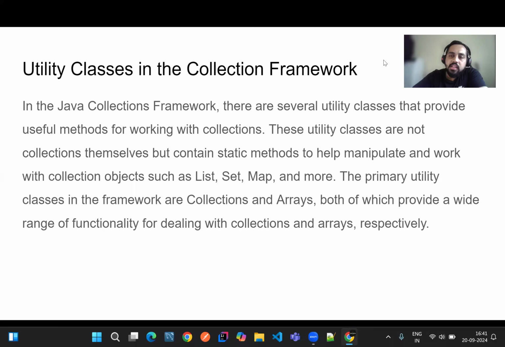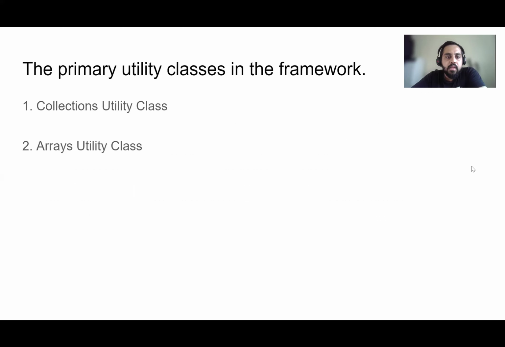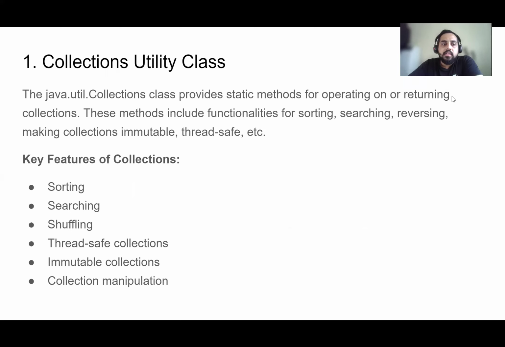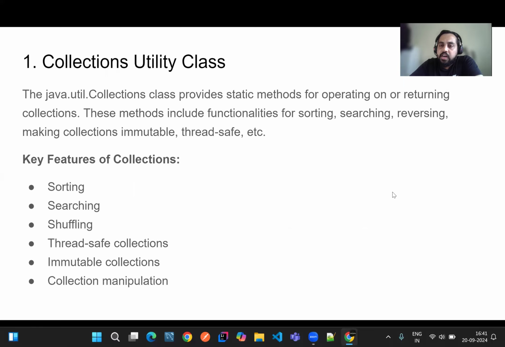So what static methods are readily available in these two utility classes? I already told you the primary utility classes present in the framework are the Collections utility class and the Arrays utility class. First, we'll see what the Collections utility class is. It is present in the java.util package, which is like a folder, a package in Java.